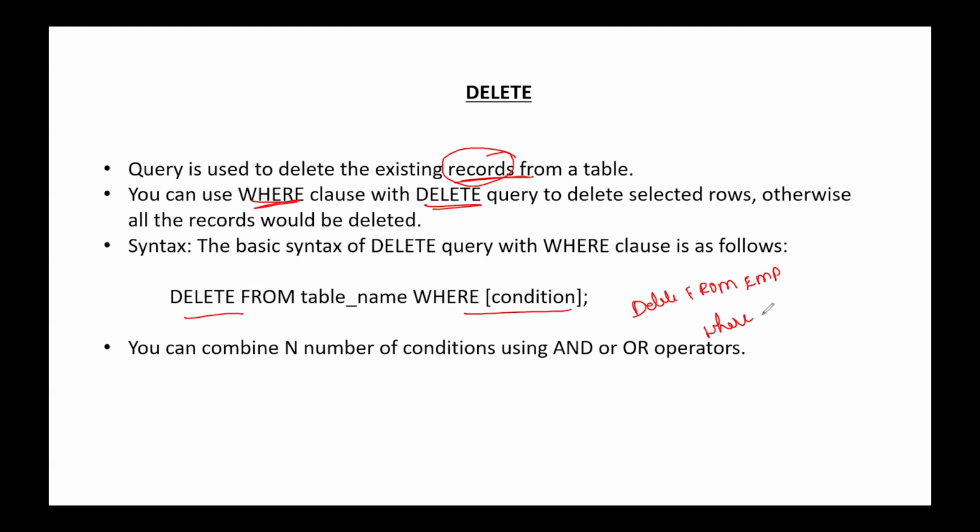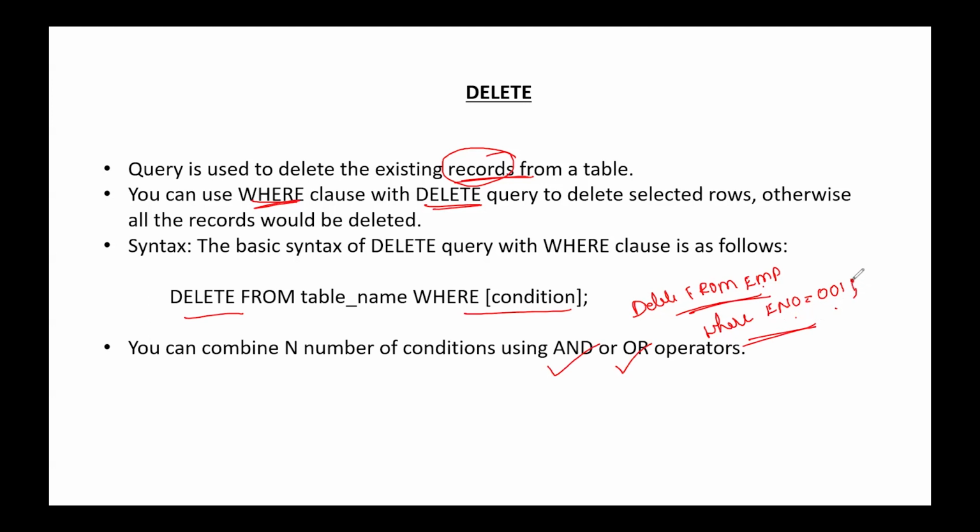where employee number is equal to 001. Maybe the employee whose employee number was 001 has left the organization. I want to delete that particular record from the table. So in that case, I can use this particular command saying delete from employee where employee number is equal to 001. Easily, all the records of that particular employee will be deleted. If you want, once again, you can use AND or OR operators to combine more conditions.